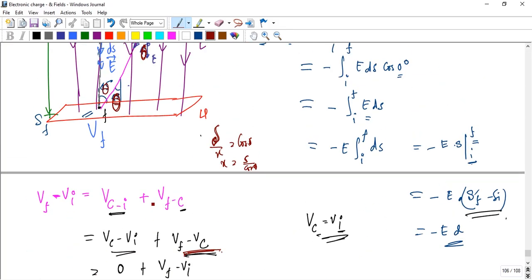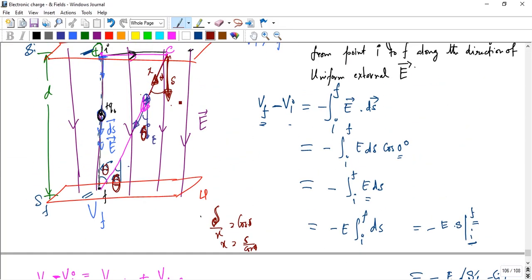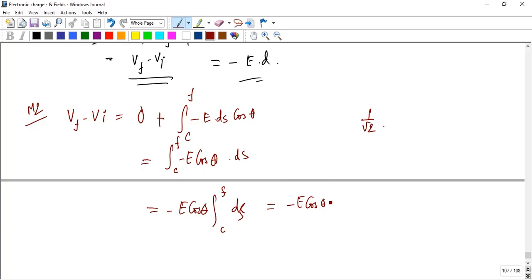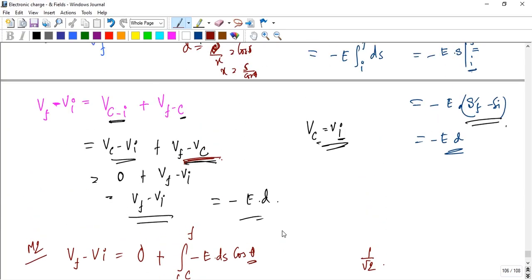These s are actually the displacement, but if I turn s into d, that is d by cos theta. Cancelling these two, you get minus E d. Mathematically, if you choose any value of theta, not only 45 degrees, the result is minus E d, the potential. So the potential is path independent.